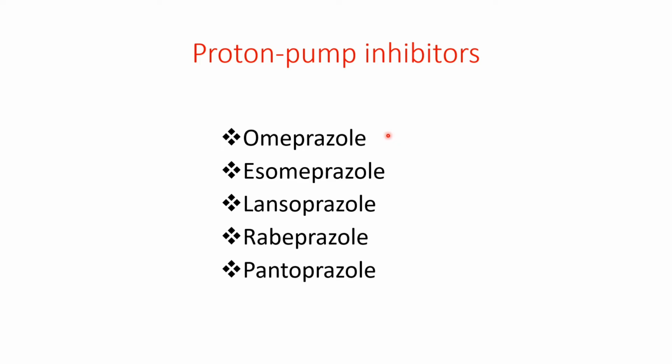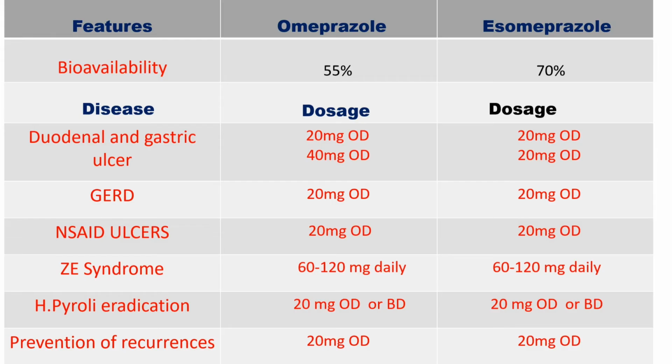Proton pump inhibitors: omeprazole, esomeprazole, lansoprazole, rabeprazole, pantoprazole. Doses and diseased conditions. Bioavailability of omeprazole is 55%, esomeprazole is 70%. In case of duodenal and gastric ulcers, the dose is 20 mg OD for omeprazole, 40 mg OD. For esomeprazole, the dose is 20 mg OD, 20 mg OD.